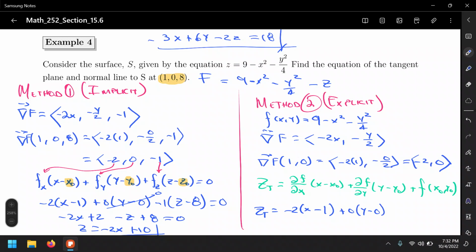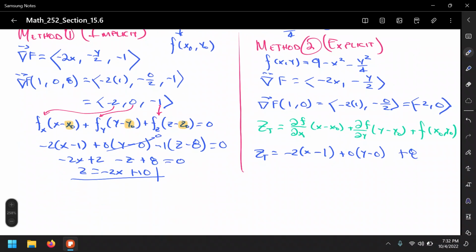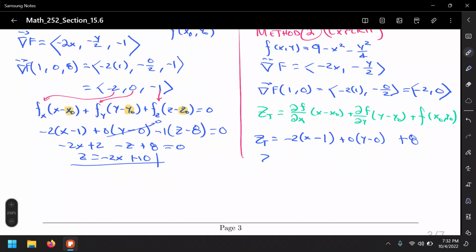And that value of z, what's that? 8. So that's f of x naught, y naught. So plus 8. And if we simplify this equation, that's negative 2x plus 2, that term gets zeroed out, plus 8. Wait a minute, isn't it the same result? All right, it's the same result.